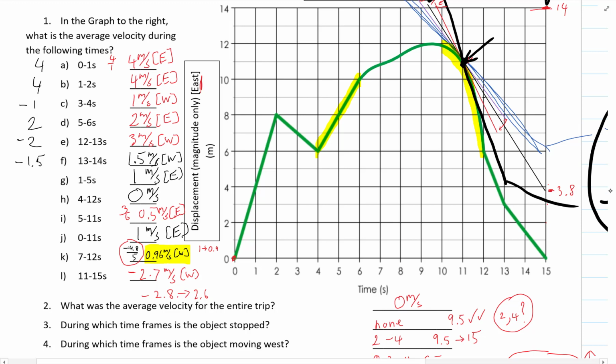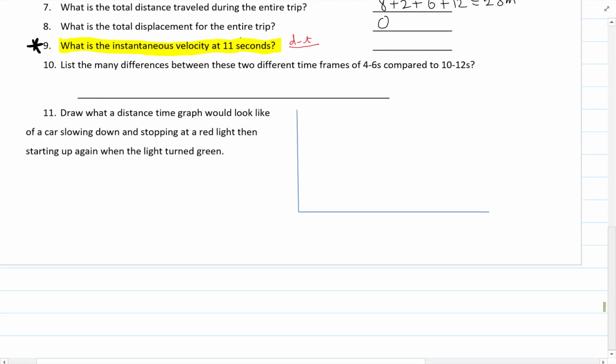And let's just do the last question, then I'll let you go for a break. 11, what does the distance time graph look like when a car is slowing down and stopping at a red light, and then starting up again when the light turns green? Okay, so this is a distance time graph, position time graph. Notice at no point are you moving backwards, so at no point should it ever be going backwards. So you're moving forward and slowing down, and now you're at a red light, and then the light turns green, and you start moving forward.